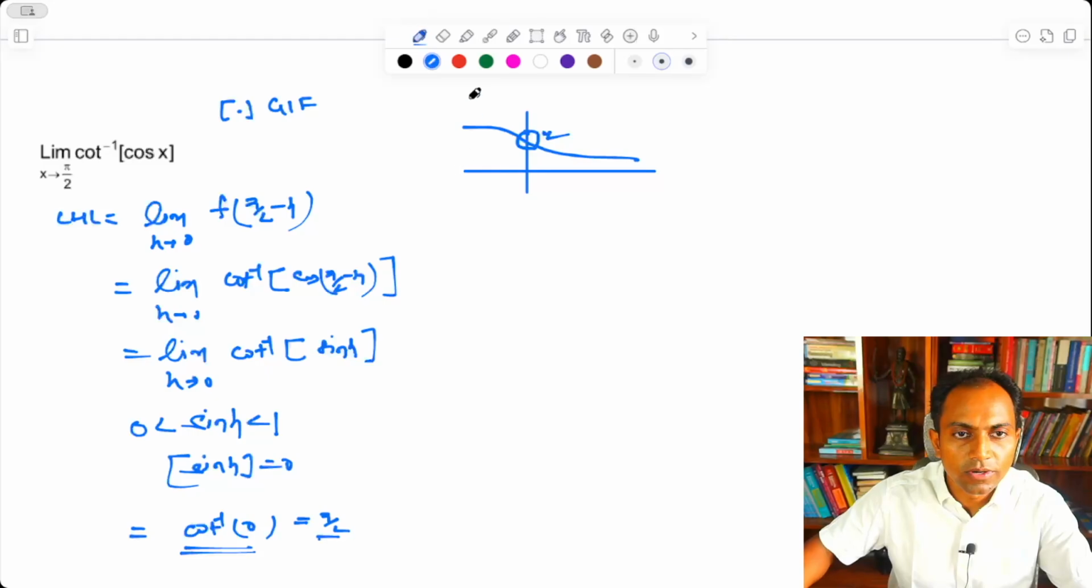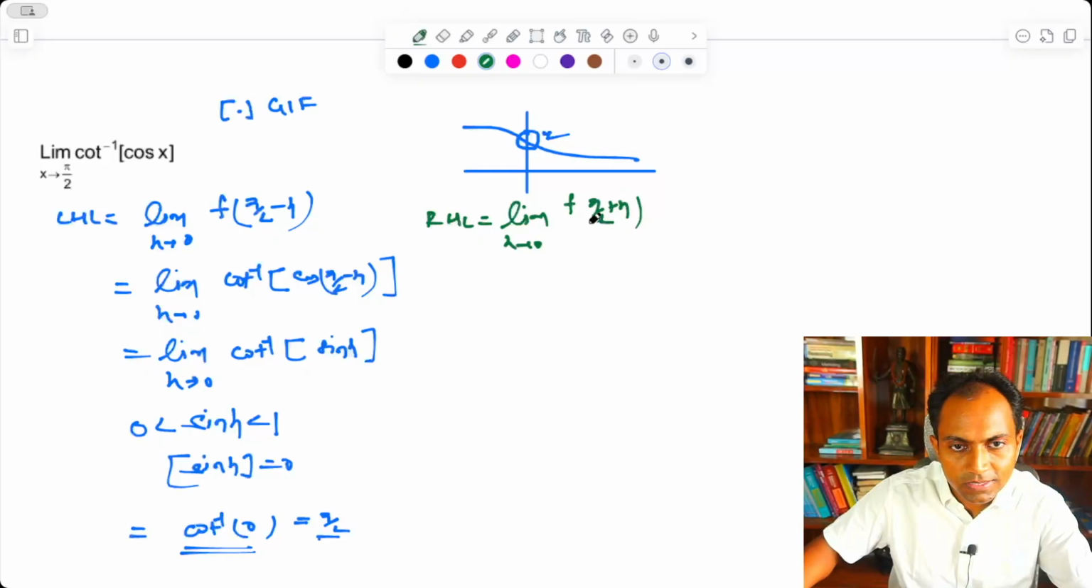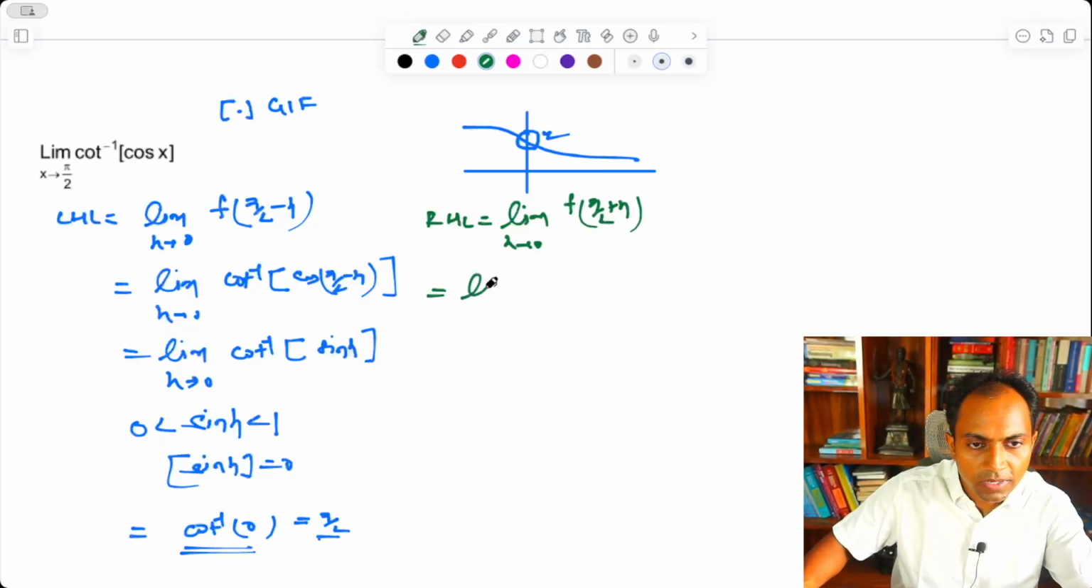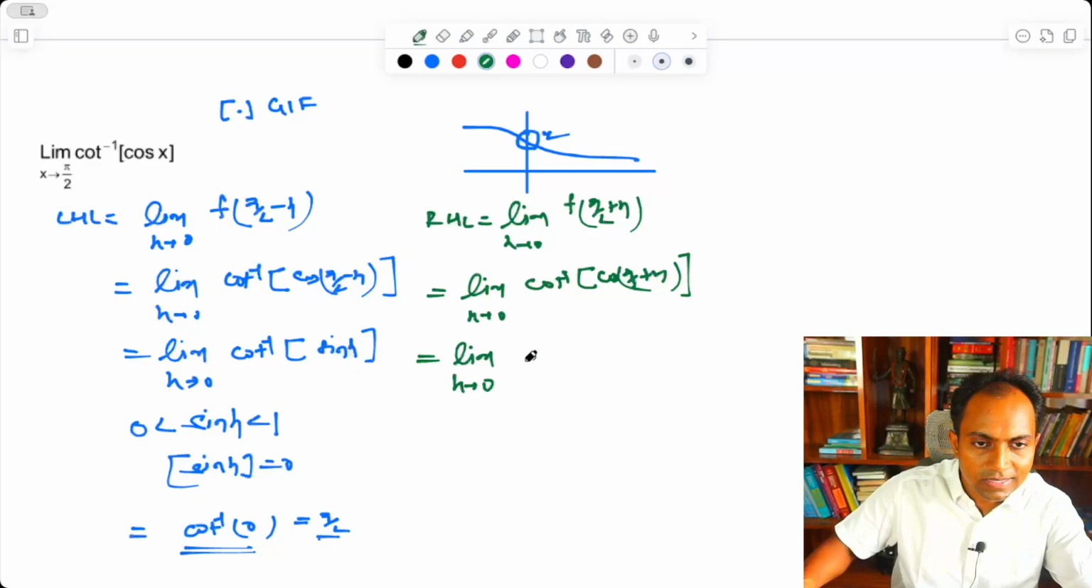Now again, if I look into the right hand limit, let us look into that as well. RHL. This will become limit h tends to 0, f of pi by 2 plus h. So if I figure this out, it becomes limit h tends to 0 of cot inverse of cos of pi by 2 plus h. Now if you know your allied angle formulas, cos of pi by 2 plus h is equal to minus sin h.